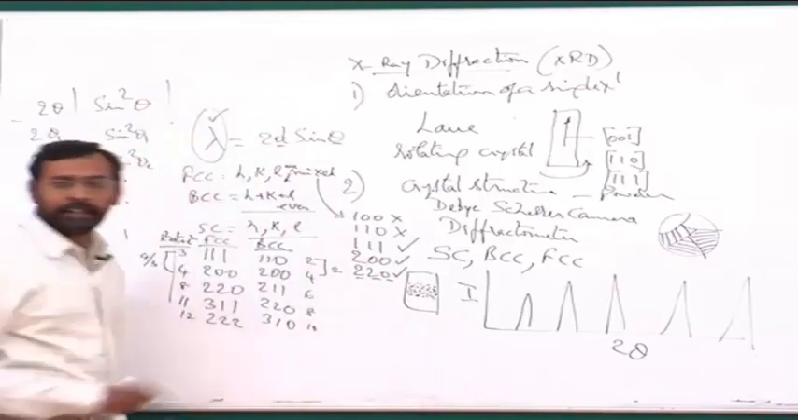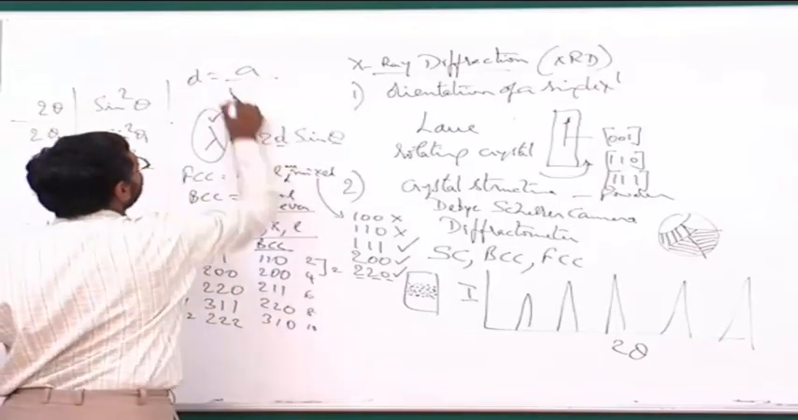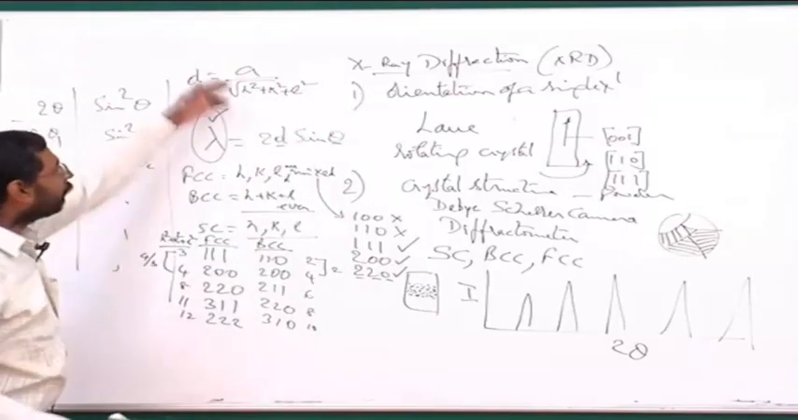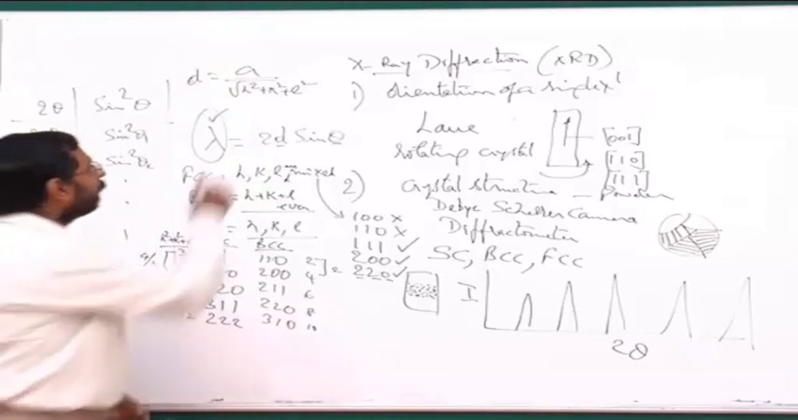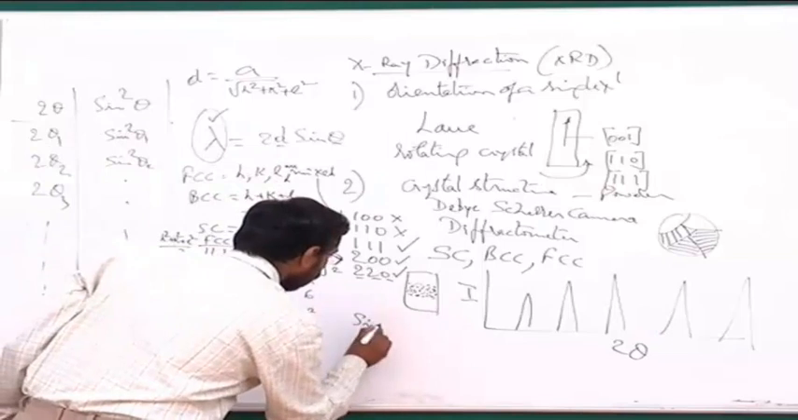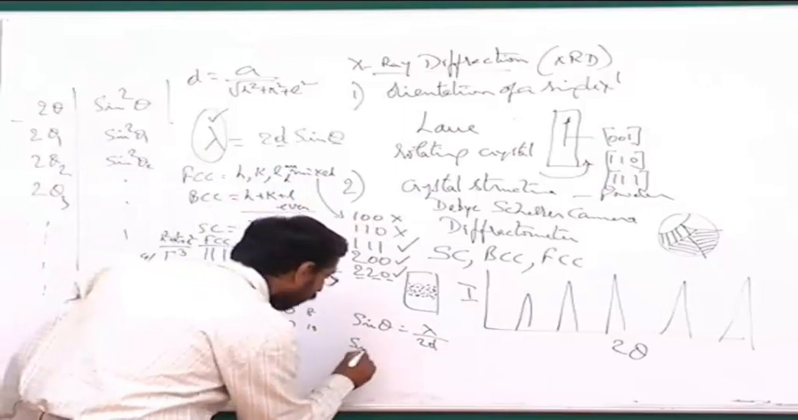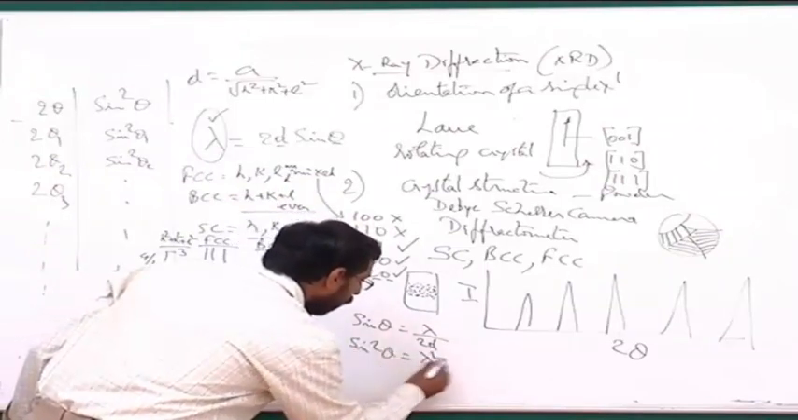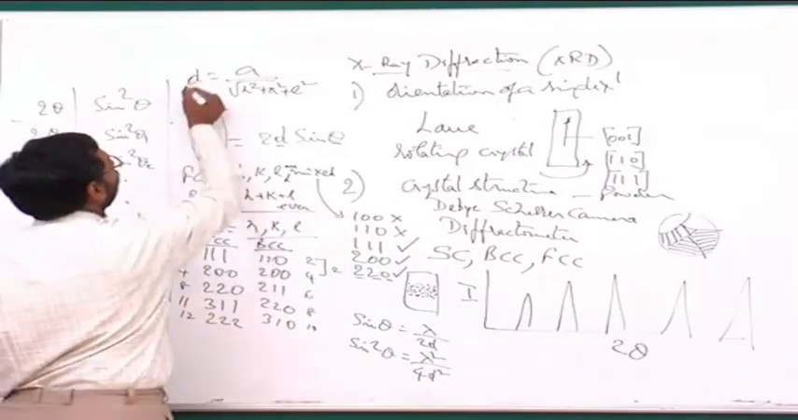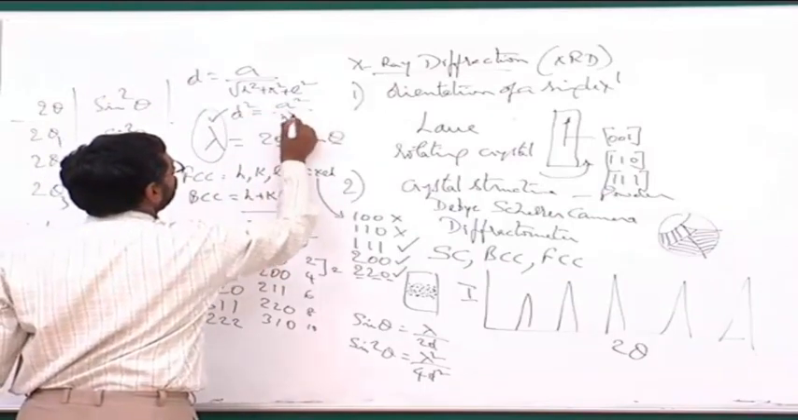If I look at the connection between D and HKL, in case of cubic, we know D is nothing but A by square root of h square plus k square plus L square. And if I combine these two, sine theta is equal to lambda by 2D, so sine square theta is equal to lambda square by 4D square. And if I also square this, D square is A square by H square plus K square plus L square.